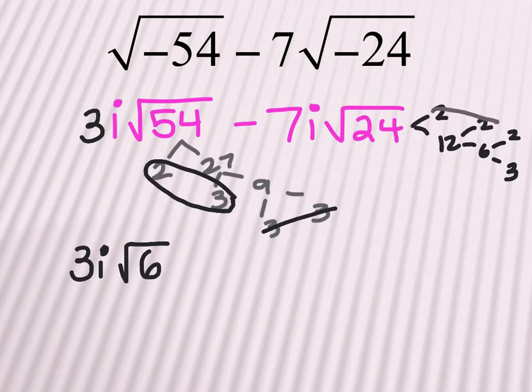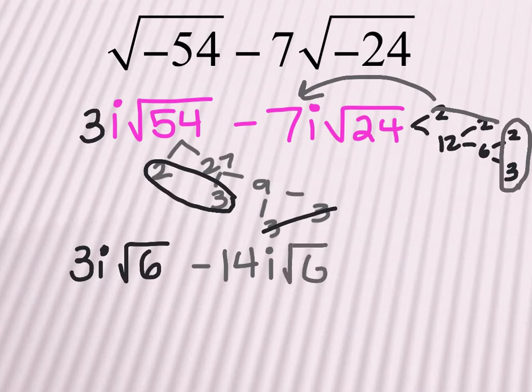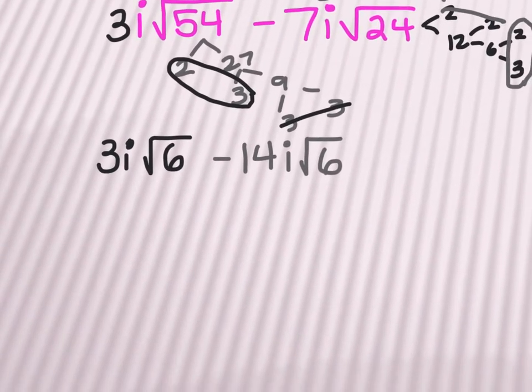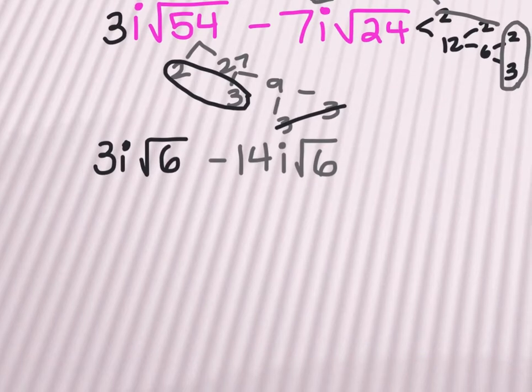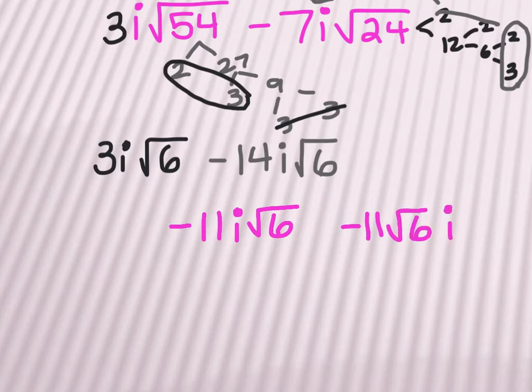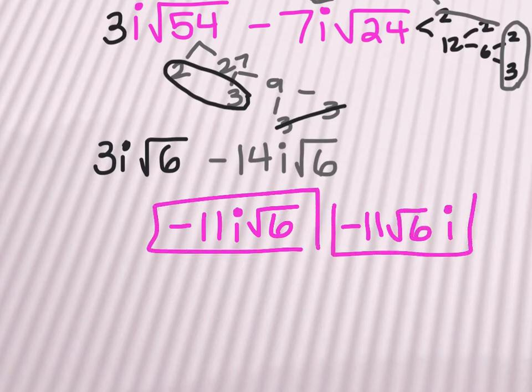This time, a pair of 2's goes to the outside, and there's already a 7 there, so I multiply all that together. Negative 7 times 2, which is 14i. And then 2 and 3, square root 6. And now they both have an i, and they both have a square root 6, so these can be combined together into 1. 3 minus 14, which is negative 11i root 6, or negative 11 root 6i. Again, either answer is fine with me. Just be careful not to put that i underneath the root.